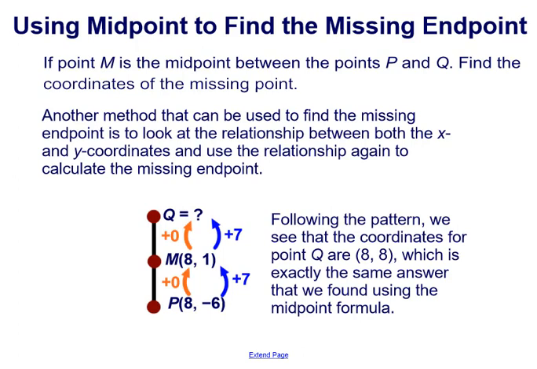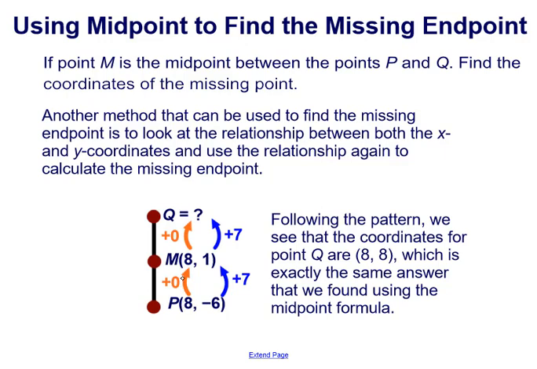Another method that can be used to find the missing endpoint is to look at the relationship between both the x and the y coordinates and use the relationship again to calculate the missing endpoint. Right? You can follow the pattern. We can see that the coordinates for point Q are (8, 8), which is exactly the same answer that we found using the midpoint formula.